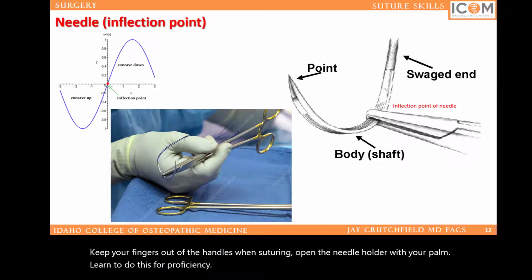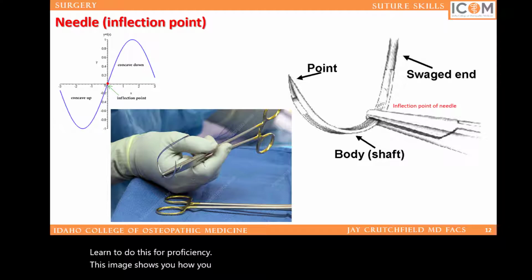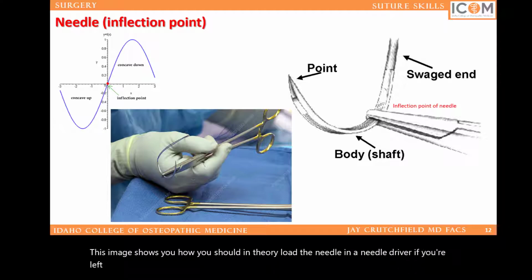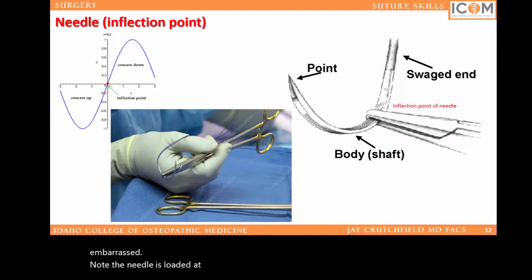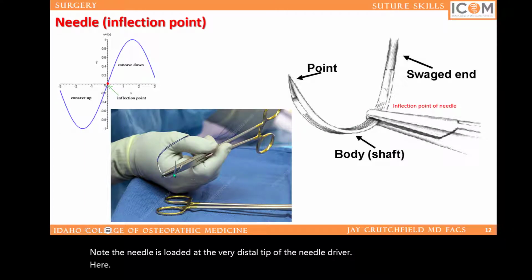This image shows you how you should, in theory, load the needle in a needle driver. If you're left-handed, ask for a left-handed needle driver. It does make a difference. Don't be embarrassed. Note, the needle is loaded at the very distal tip of the needle driver. Here, the needle is grasped at the inflection point. Remember that from calculus in high school or first year of college.